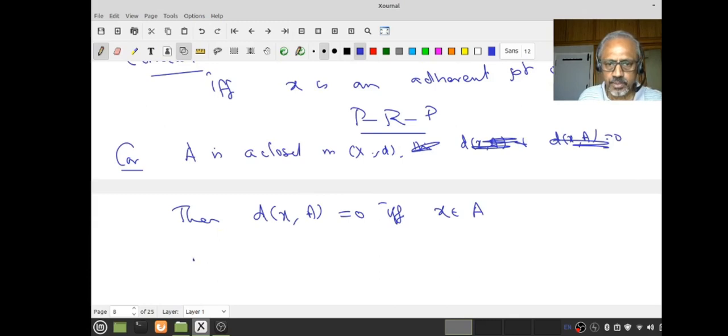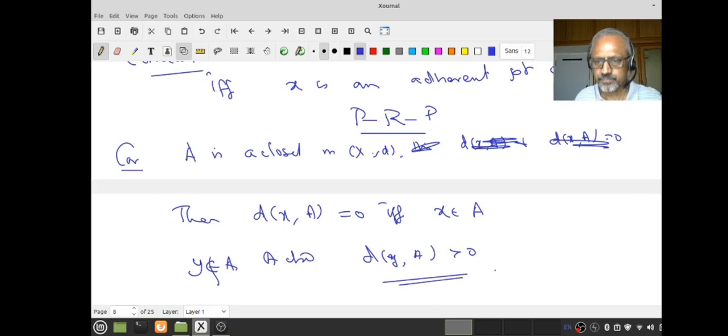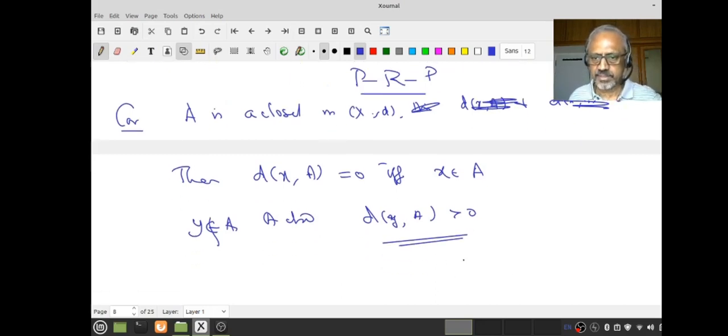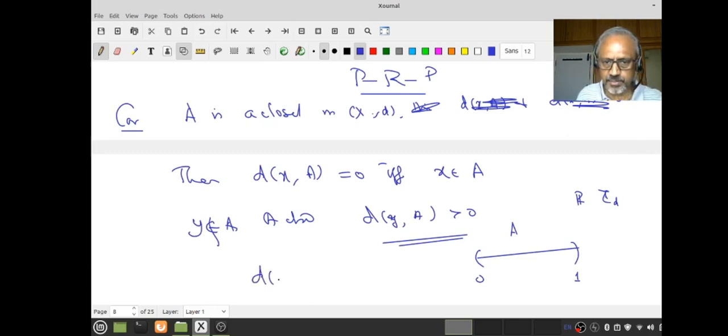So if I have y not in A and A is closed, then the distance between y and A must strictly be positive. You should understand these things. The simplest example: let us take (0, 1) as A, as a subset of R with the usual metric topology. Then 1 is an adherent point of A, but the distance between 1 and A is 0.